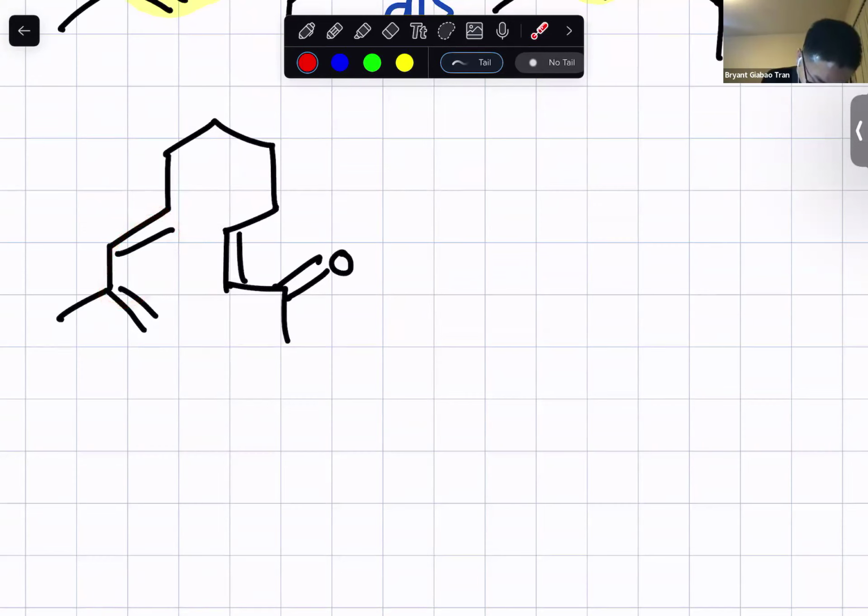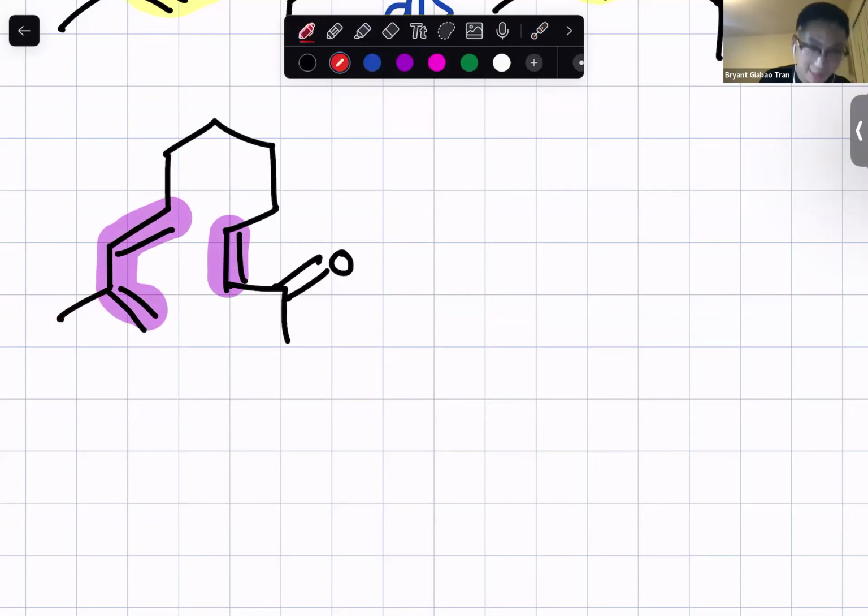Right. So we know this is the diene portion, and this is the dienophile portion. This is the EDG, that's the EDG. When we have the EDGs like that, where would our partial negative charge be? Which carbon on the diene?